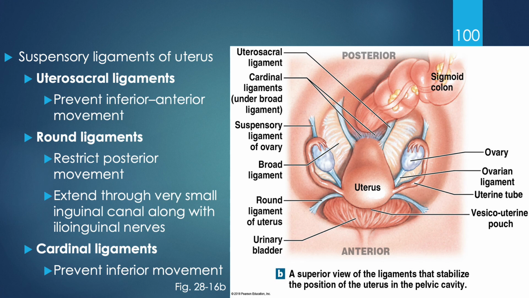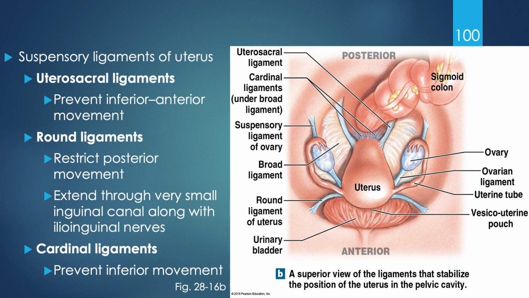The uterus is held in place by a number of different ligaments that support it so it doesn't just twist upon itself, flip over, or do any weird acrobatics. So the first is the uterosacral ligaments, and these are there to prevent inferior/anterior movement. The round ligaments are also present laterally, and what they do is restrict posterior movement. They extend through a very small inguinal canal right along with the ilioinguinal nerves.